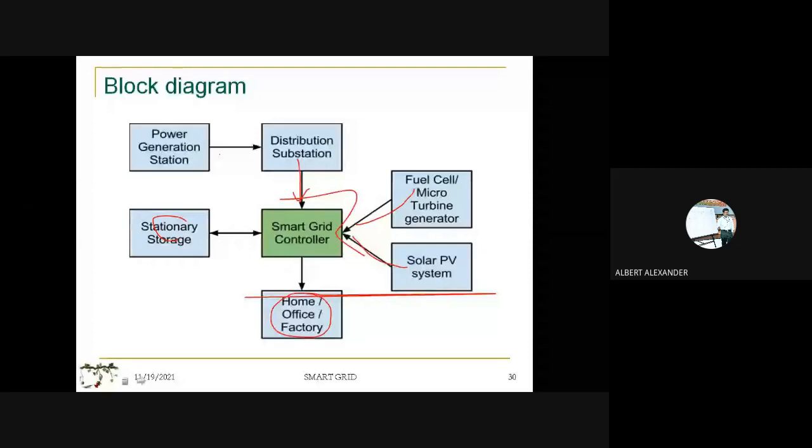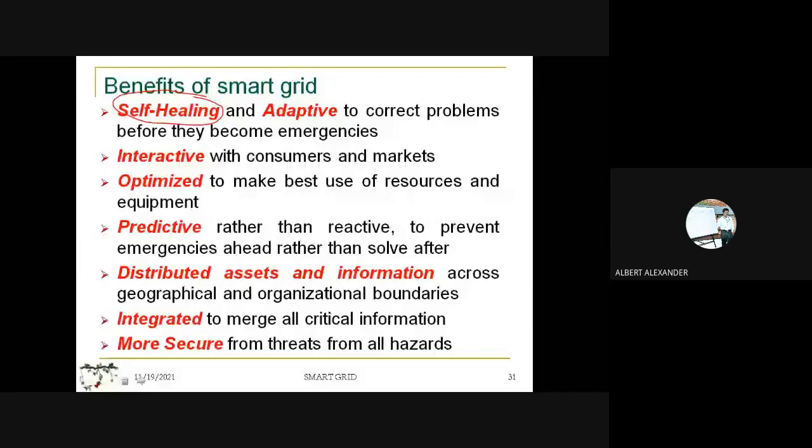What are the benefits of smart grid? This is the work I am presently doing, on self-healing. Self-healing means if there is any problem in the grid, for example, it will not wait for people, or for the engineer, or for others to operate it or to connect the particular thing. If it heals on its own, that is called self-healing.